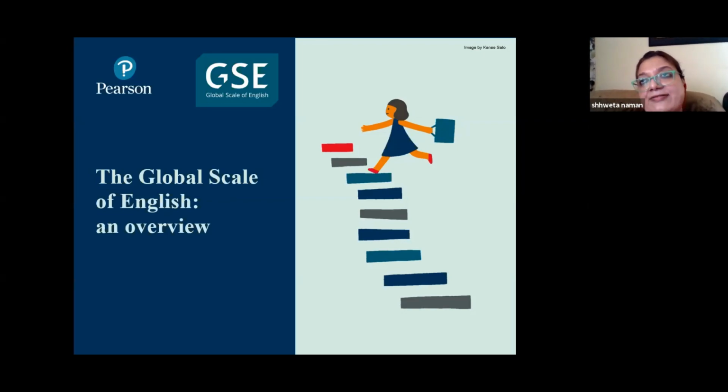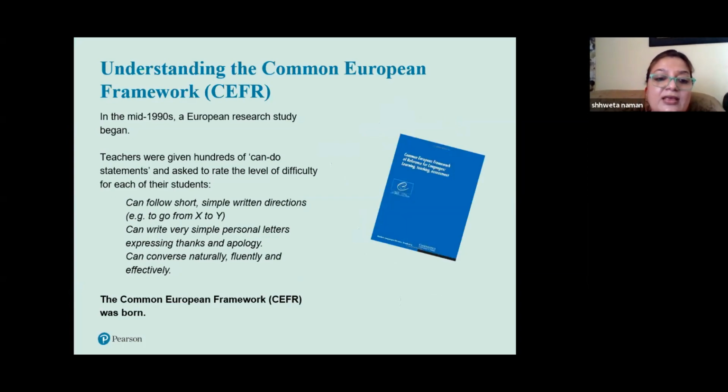Because CEFR, the Common European Framework of Reference for Languages, had some broad levels: A1, A2, B1, B2, C1, C2. So the CEFR has 6 levels in total. In the mid-1990s, a European research study began, and teachers were given hundreds of can-do statements, and they brought up the Common European Framework, which was born in the mid 1990s.